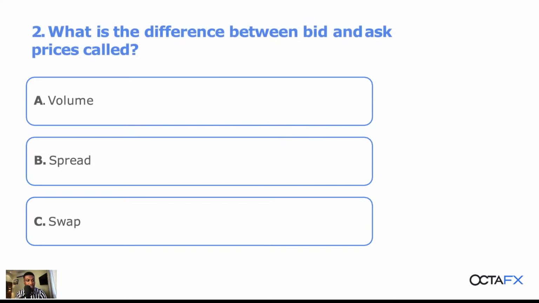And we're going to move over to question 2, which is, what is the difference between bid and ask prices called? A. Volume. B. Spread. C. Swap.